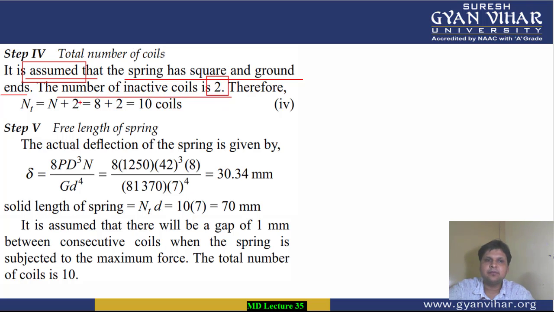So the total number of coils becomes active number of coils plus inactive number of coils. Inactive number of coils is 2. So n plus 2 will give you the total number of coils. Active coils 8, inactive coils 2. Total will be equal to 8 plus 2, that is 10.